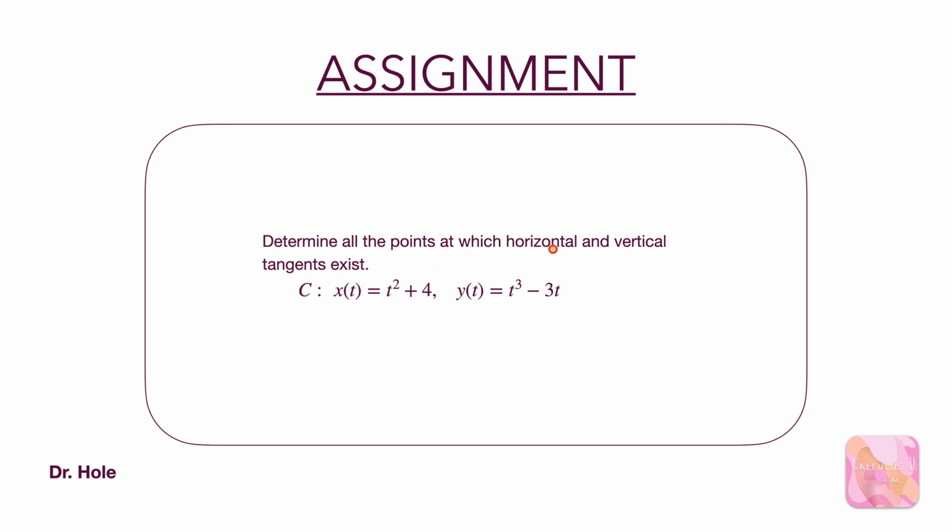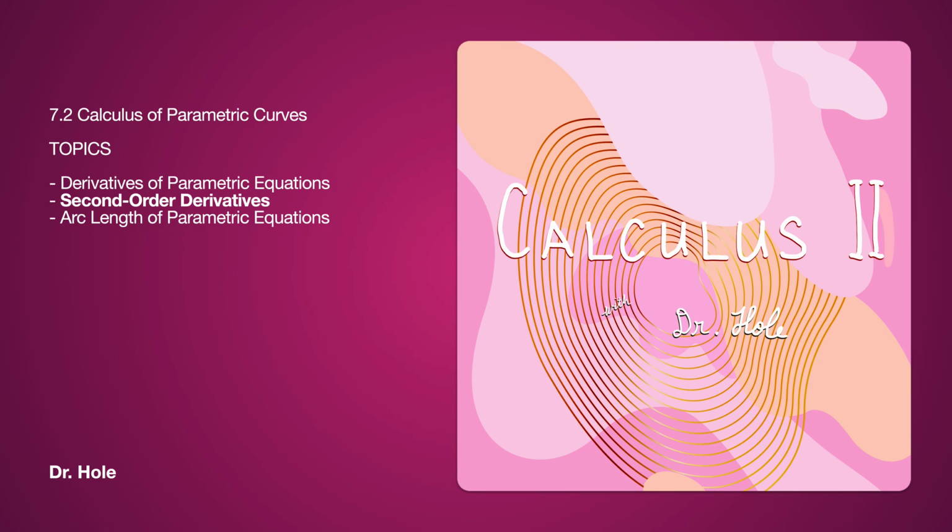So you will find a horizontal tangent if that means that there is no rise, if y prime is 0. There will be a vertical tangent to the curve if there is no run, and that means that x prime is 0. All right, second order done.